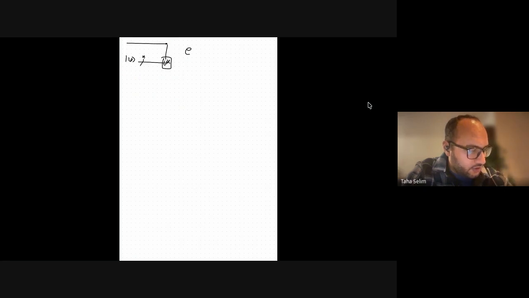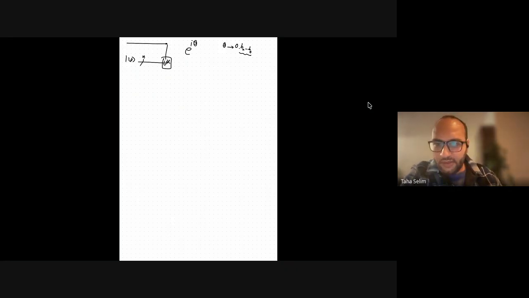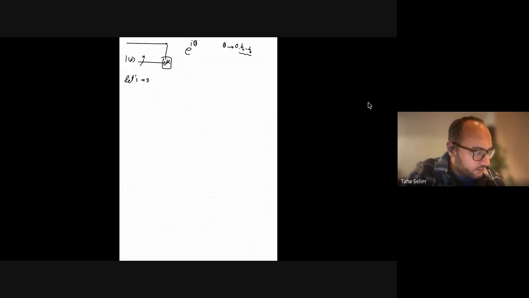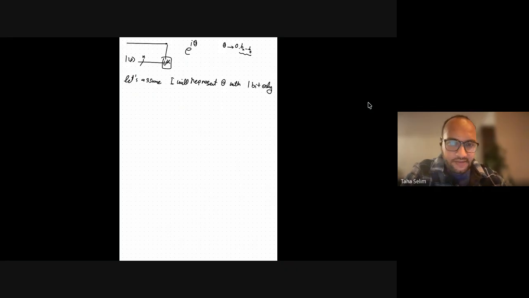So this is my phase, e to the i theta. If theta is represented in binary as 0.b_n until b_0, then depending on this number, I'm going to choose the number of qubits. So let's assume I will represent theta with 1 bit only. If I do this, then I get m equal 1. This is the number of bits. Then my circuit will be the following.